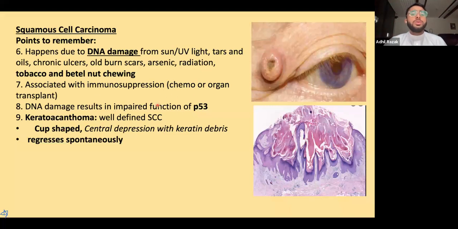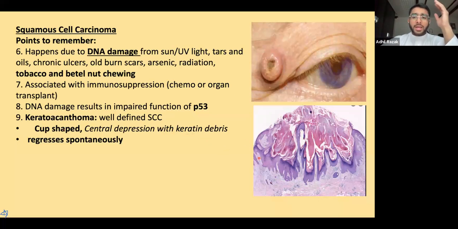So there's these two mutations or two genes that are involved with most cancers. There's the retinoblastoma gene, there's P53, RB and P53. Just remember that RB has to do with melanoma and P53 has to do with squamous cell carcinoma. Keratoacanthoma is an in situ squamous cell carcinoma.